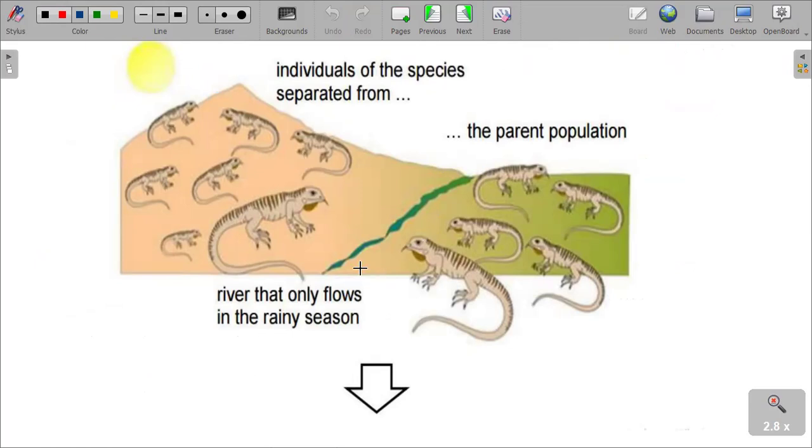So let us look at how this occurs. As you can see, I can identify that we can have a population on island A, and then we have island B there.